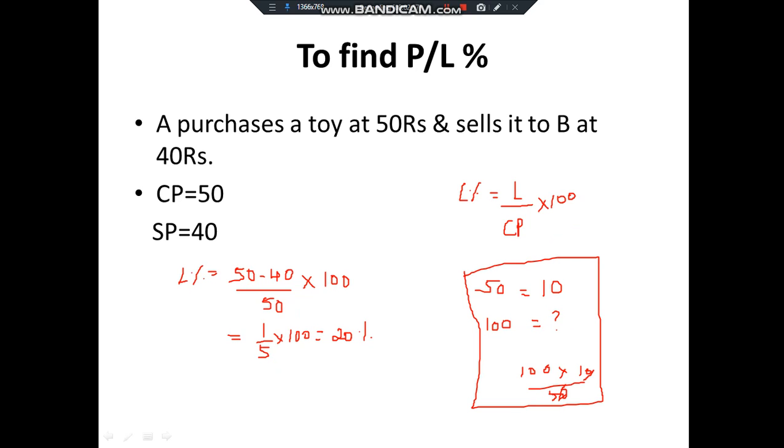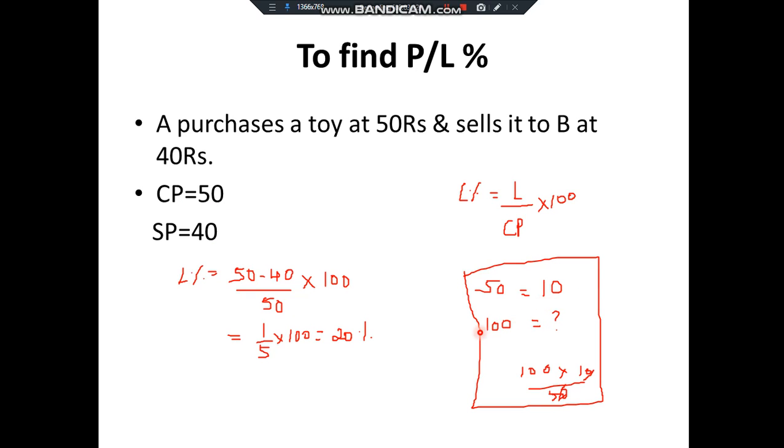See, A purchases a toy at rupees 50 and sells it to B at rupees 40. We have to find the loss percent. Okay. So as I told you, for loss percent, just formula wise you do it by yourself. Here I will explain you the concept. So first step is to find the loss. Loss is how much? 10 rupees, right? So for a cost price of 50 rupees, you get a loss of 10 rupees.